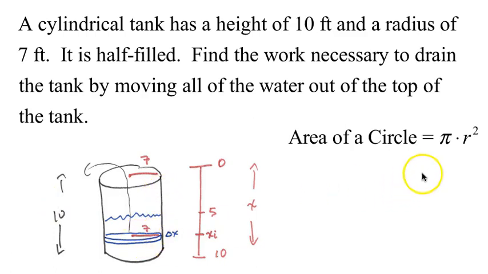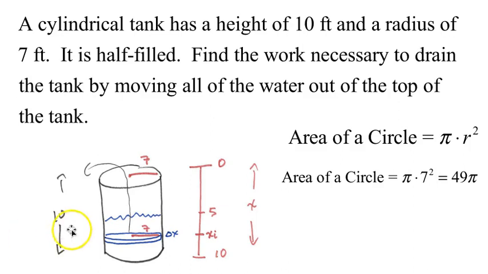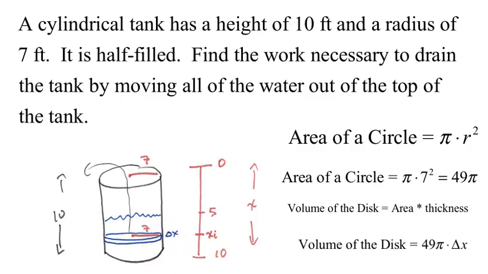So we're going to start with the area of a circle. Area of a circle is pi times the radius squared. Looking at this, the radius is always the same. The radius is always 7 feet. So the area of my circle is pi times 7 squared, or 49 pi square feet if you're keeping track of units. But I need volume. So this is a disk. It is a circle with thickness. And the volume of that disk will be the area of the circle times the thickness. The thickness I have listed here on my picture. Just call it the change in x as that is moving. So the volume of the disk is the area of the circle, 49 pi times the change in x.